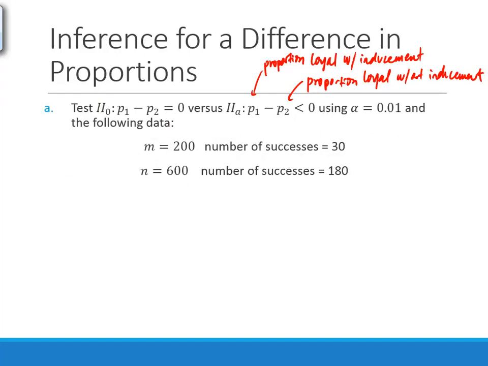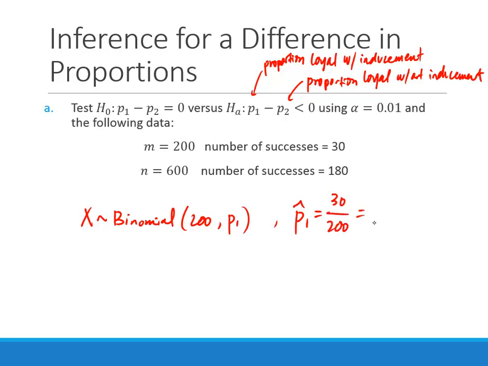Okay, so you can imagine we collected some data. We had 200 people who switched with the inducement and 600 who switched without, and we had those numbers of successes there: 30 from the first group, 180 from the second group. So let's let X be our sample from the first group. That's a binomial with 200 trials, success probability P1, and we'll use P hat 1, which is 30 over 200, or 0.15.